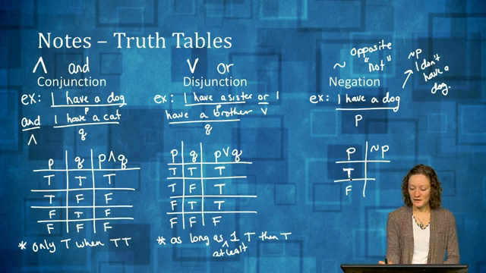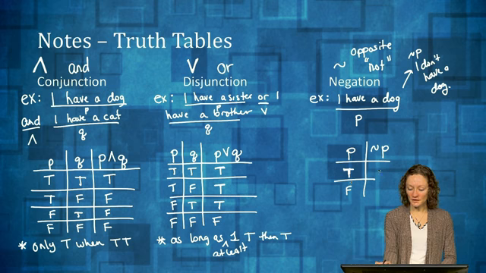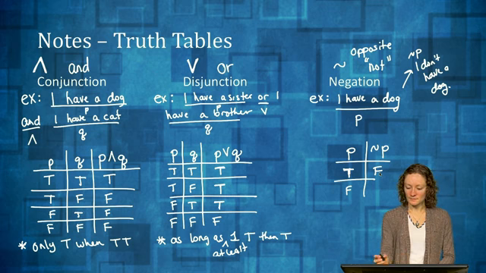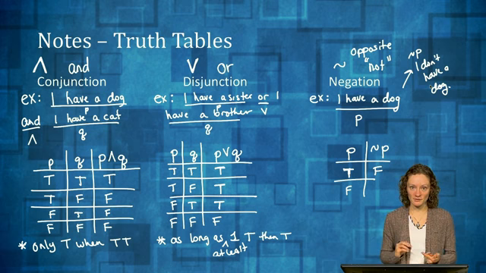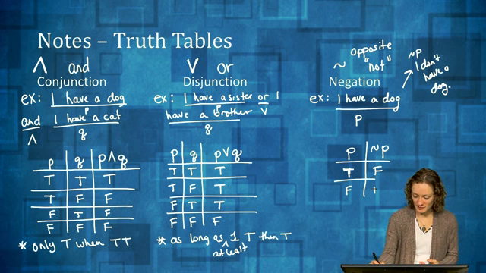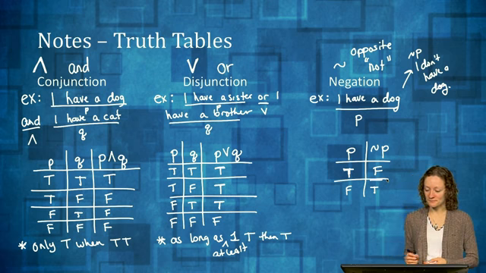So statement P, if that statement is true, then the negation of that statement would be false. So if it's true that I have a dog, and then here's the negation P statement, I don't have a dog, that statement would be false because I do have a dog. And second scenario, if it's false that I have a dog, then say I don't have a dog, that statement would be true, the negation of it.